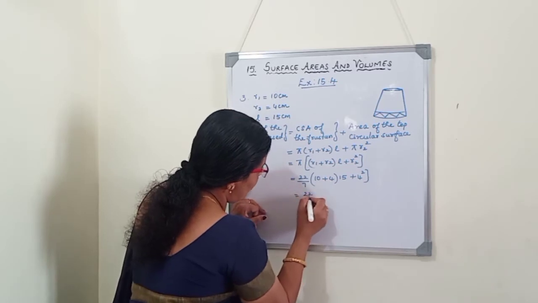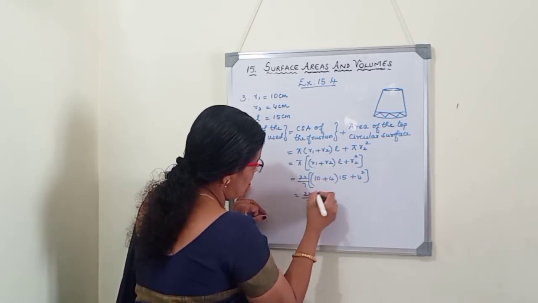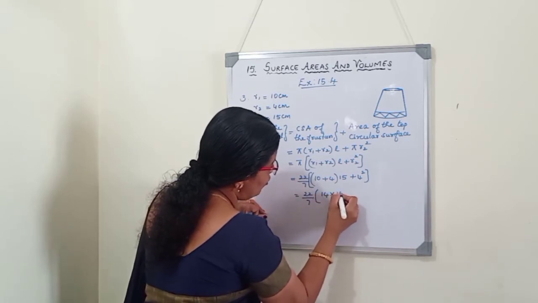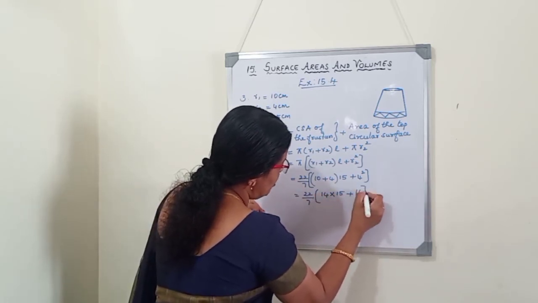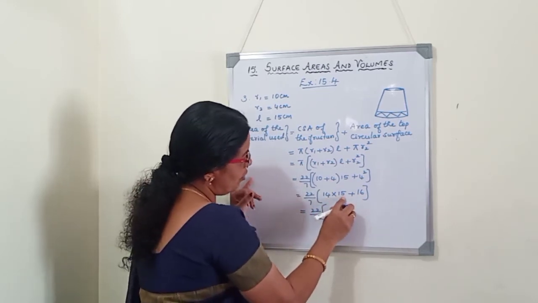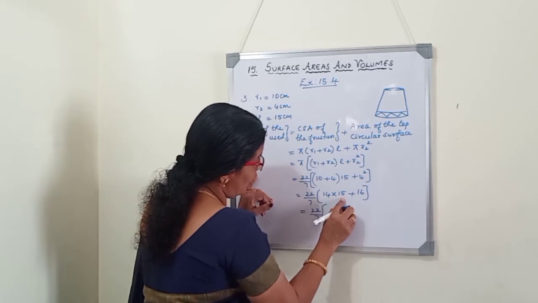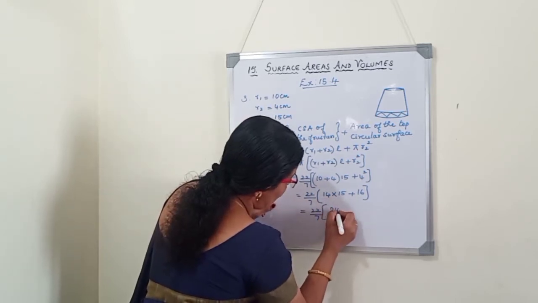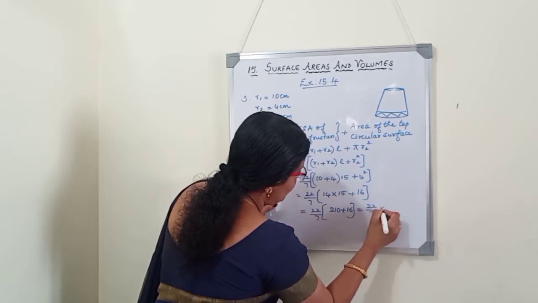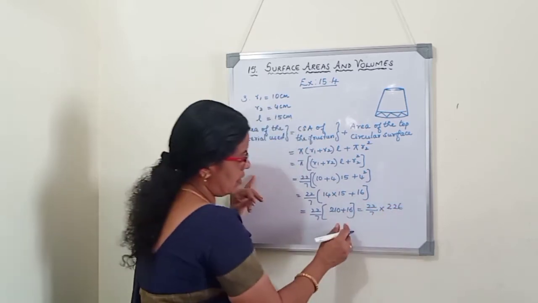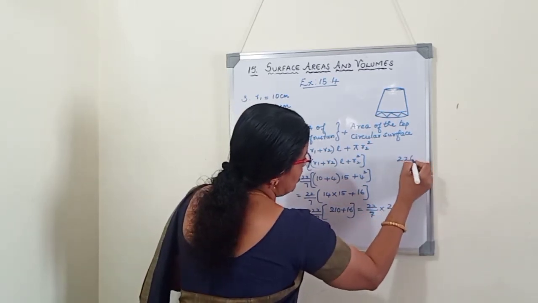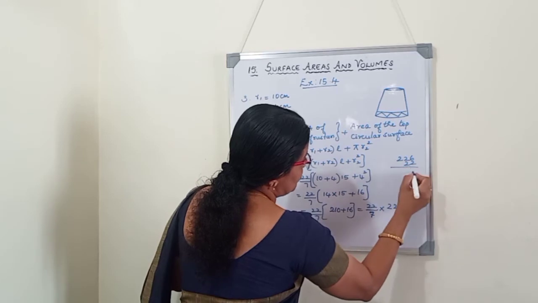So 22 by 7 into 10 plus 4, 14. 14 into 15 plus 4 square is 60. 22 by 7 into 14 into 15. 15, 15, 225, 210. 210 plus 60. That is 22 by 7 into 226. So here to multiply and divide by 7. 226 into 22.